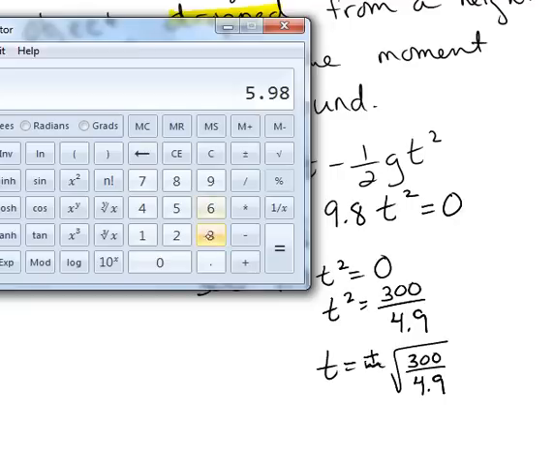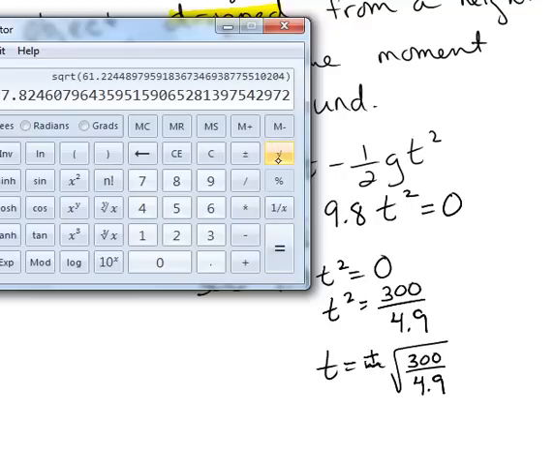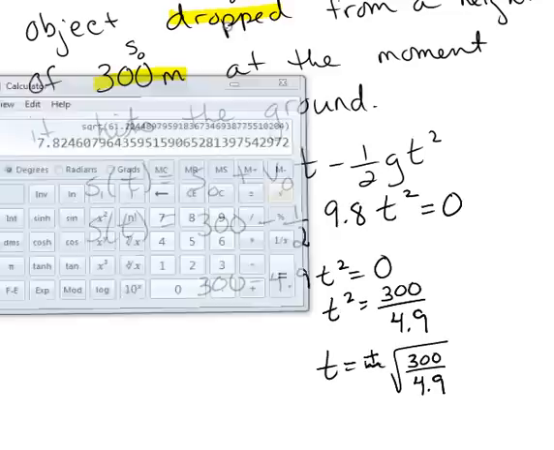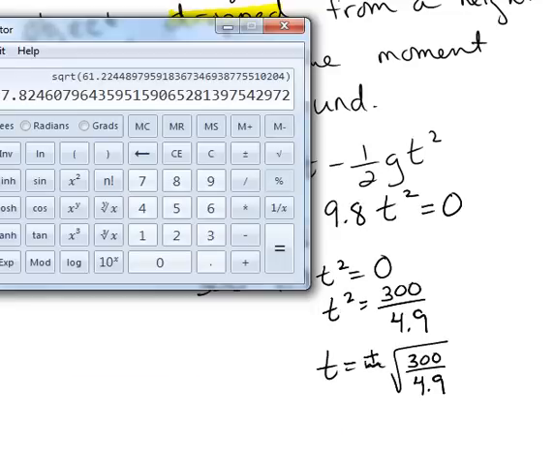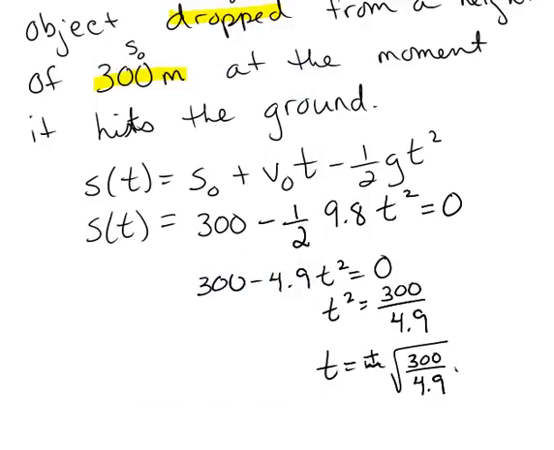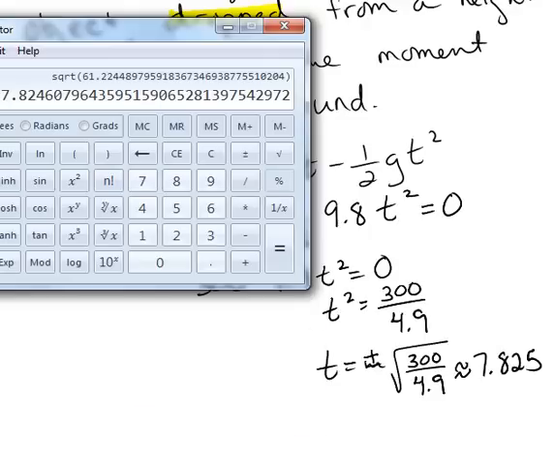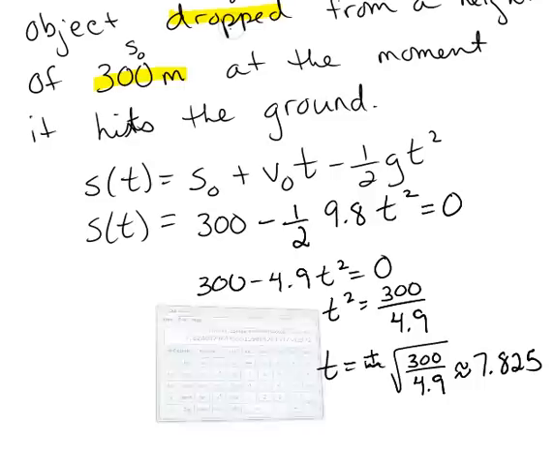So on my calculator, if I do 300 divided by 4.9, and then I take the square root of that, I get 7.824 seconds. Or I guess it rounded to 5, didn't it? 7.825 seconds is when it's going to hit the ground, approximately. And okay, so that's when.